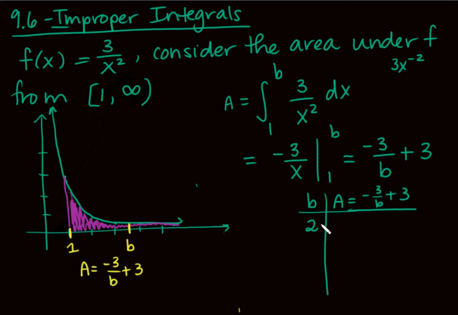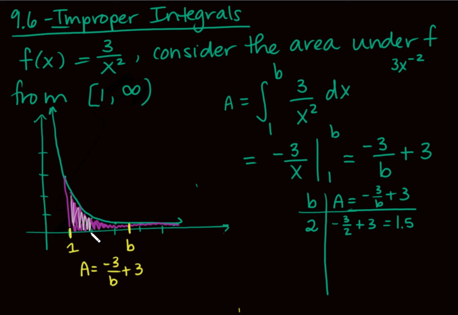Okay, if I wanted to estimate the area from 1 to 2, I'm getting my calculator out here because I don't trust myself. If you watched my last video, you should not trust me doing arithmetic. All right, so I'm going to put in 2 for b. I'm going to take negative 3/2 plus 3. I know what that is. That's positive 3/2, which is 1.5. So I know that the area between 1 and 2 is 1.5.